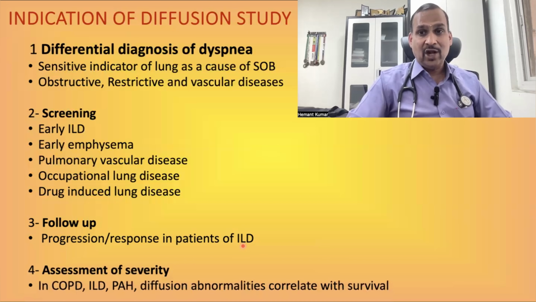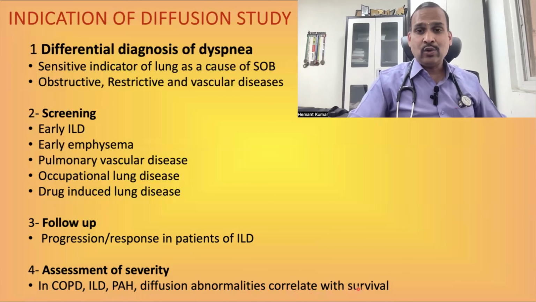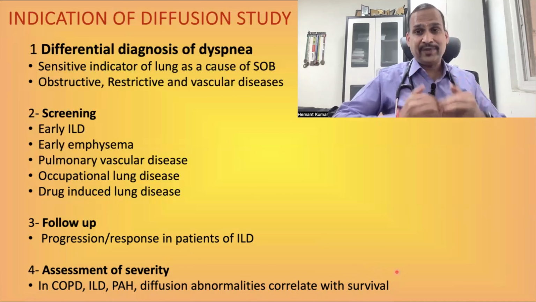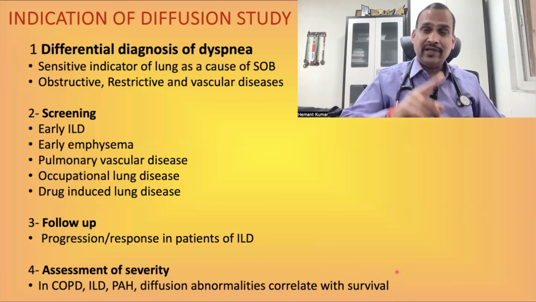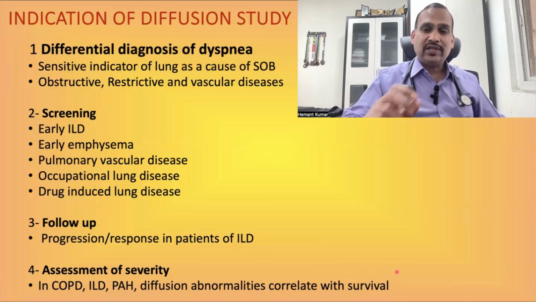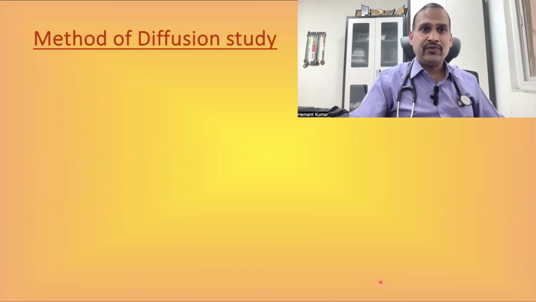Assessment of severity, how severe it is. For example in COPD, ILD, PH, because the severity of diffusion correlates well with survival. If a patient has ILD and his diffusion study is less than 50%, definitely he will have desaturation on exercise and he will have poor survival. So DLCO correlates with survival. So these are the indications where we should get a diffusion study.